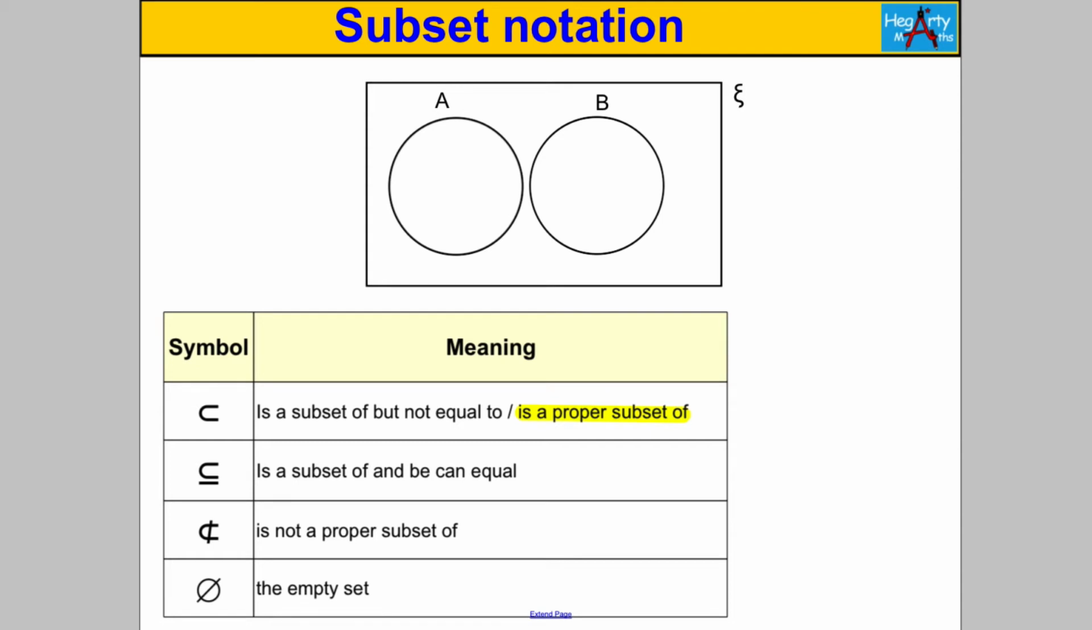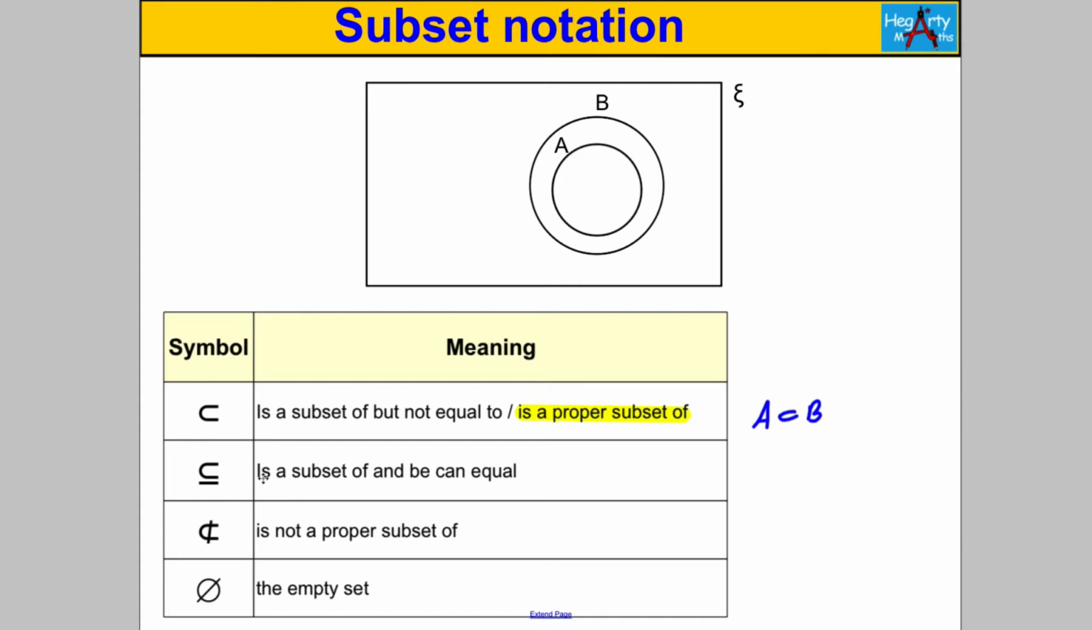What that means is, let's say for example I gave the statement A is a proper subset of B, or A is a subset of but not equal to B. That would mean that A is smaller than B and it is entirely contained within B, like that picture there. That is the only way something can be a proper subset of another thing. The whole set of A is entirely contained within B, so A is a proper subset of B.